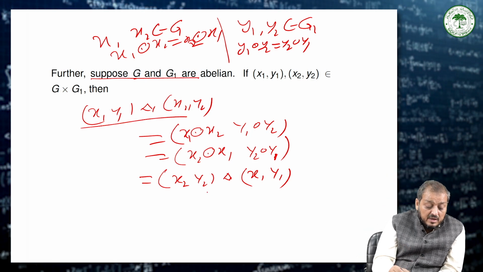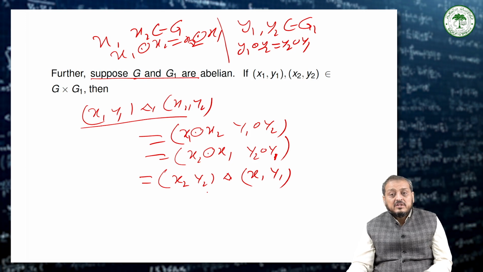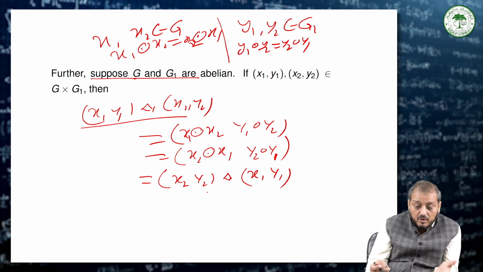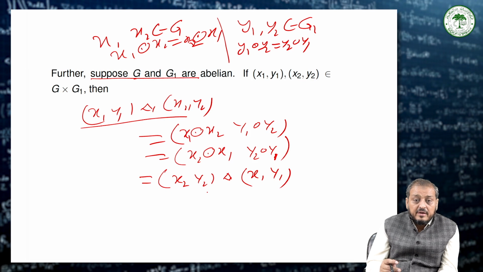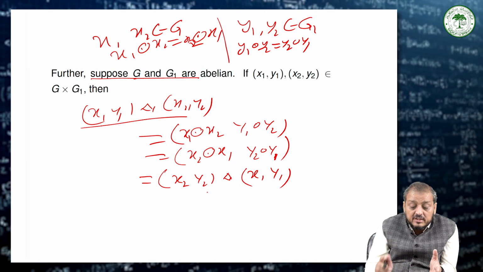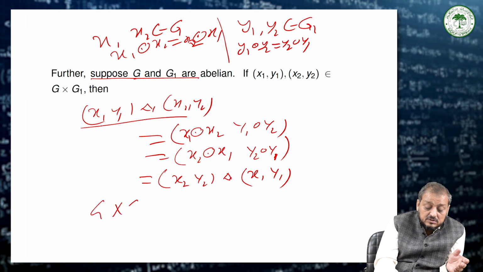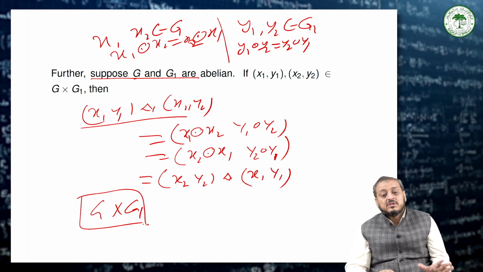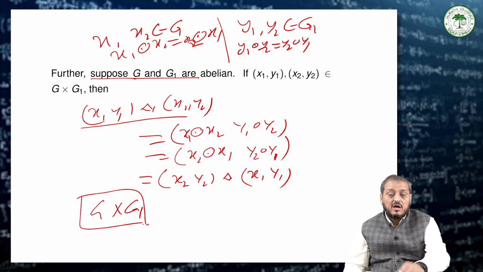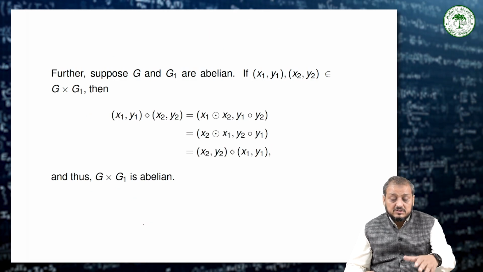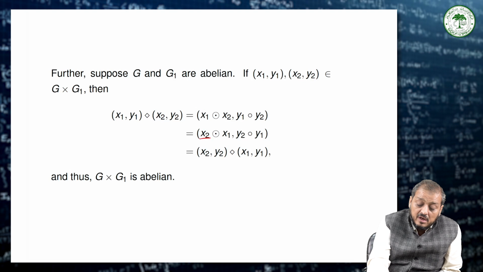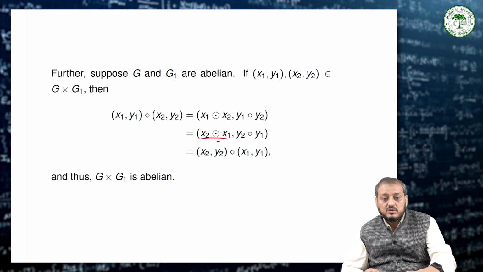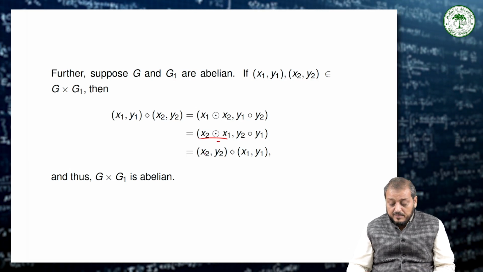That means if we have G and G1, the two abelian groups, then the direct product of these two groups is also abelian. So we prove that G cross G1 is a group, and if G1 and G2 are abelian groups, then this product is also abelian under the operation we have defined. We write this using the commutativity condition of G and the commutativity condition of G1, and then we show that G cross G1 is abelian.